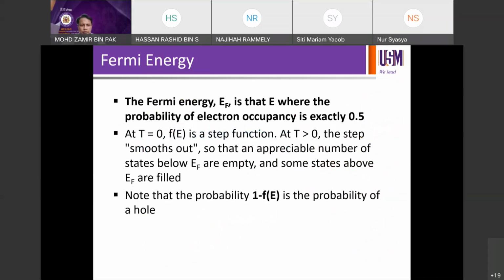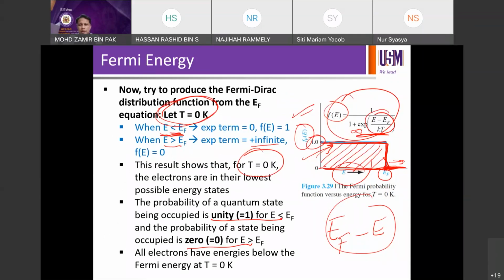On the other hand, we're going to see later, when we increase the temperature, what do you expect? This being the condition at T equals 0 Kelvin.